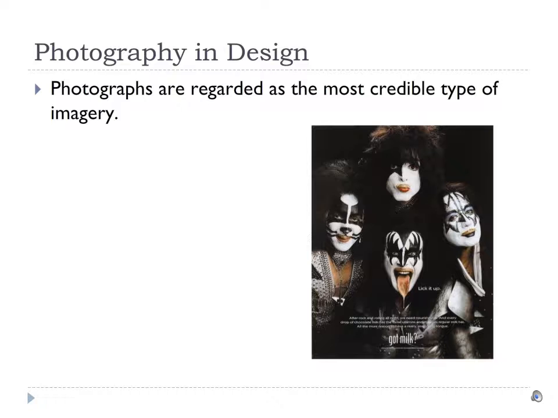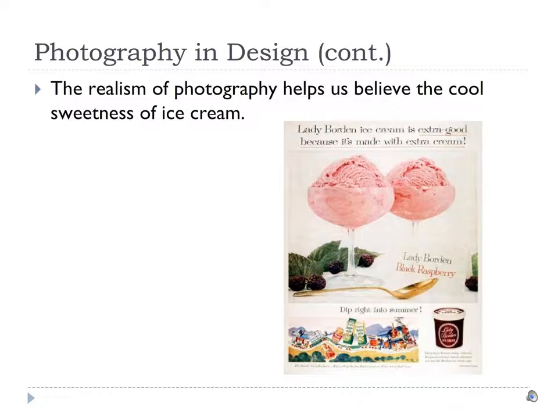When looking at photography and design, we realize that photographs are regarded as the most credible type of imagery. While you also have illustration as a form of imagery for design, photography is considered the most credible. The Got Milk ad campaigns utilize imagery of celebrities to endorse their products, as celebrities often catch the viewer's attention. In this example, the realism of photography helps us believe the cool sweetness of ice cream.